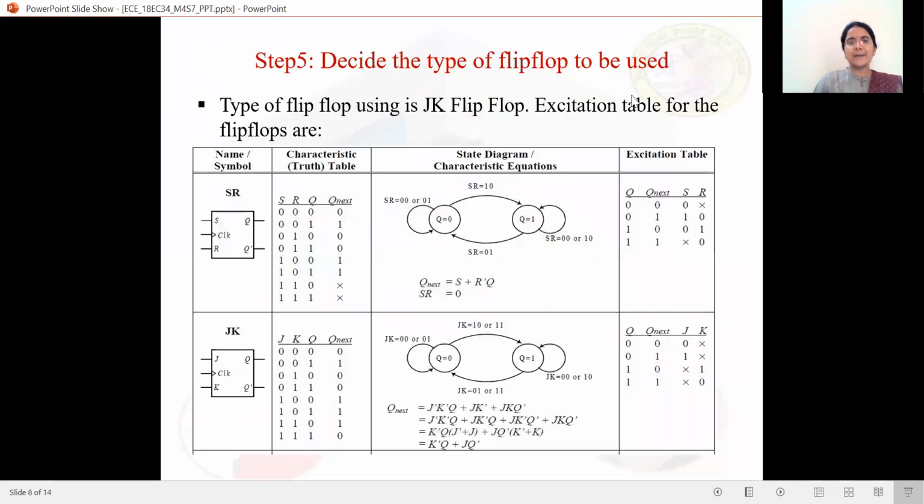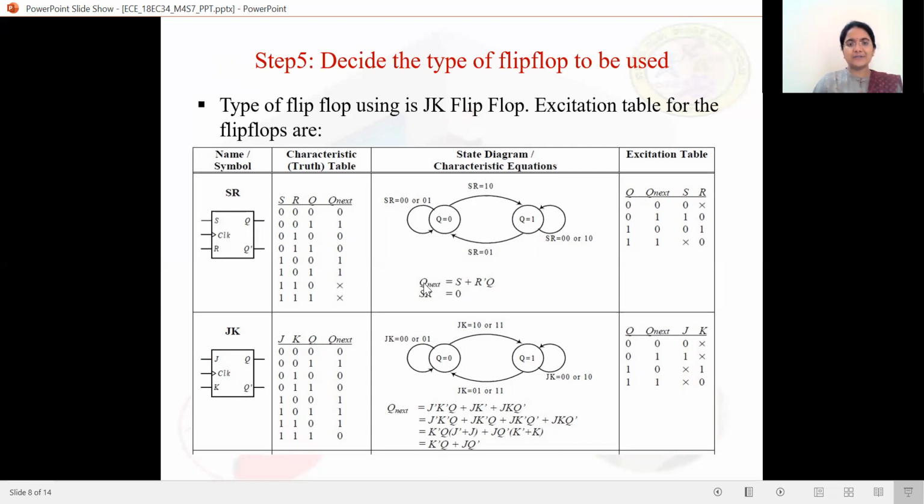And decide the type of flip-flop to be used depending on the problem. If they mention the type of flip-flop that we have to use for designing, we have to use the same one. But if they don't mention, it's our choice. We can use any of the flip-flops. We should know the excitation table of the particular flip-flop.